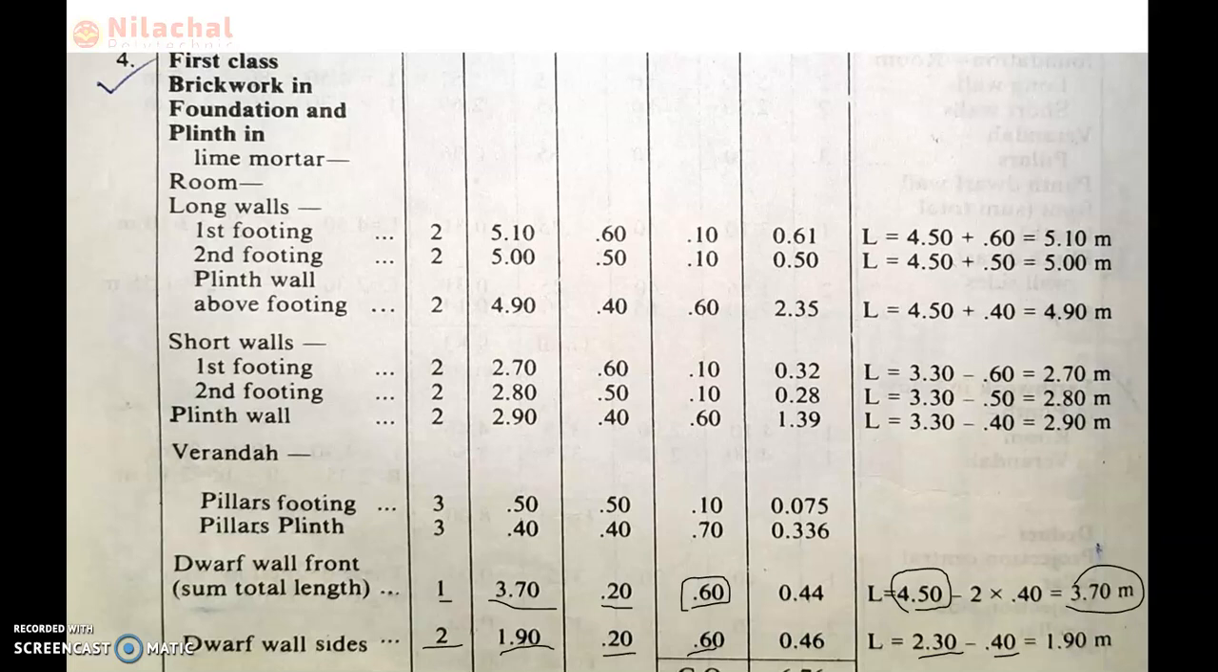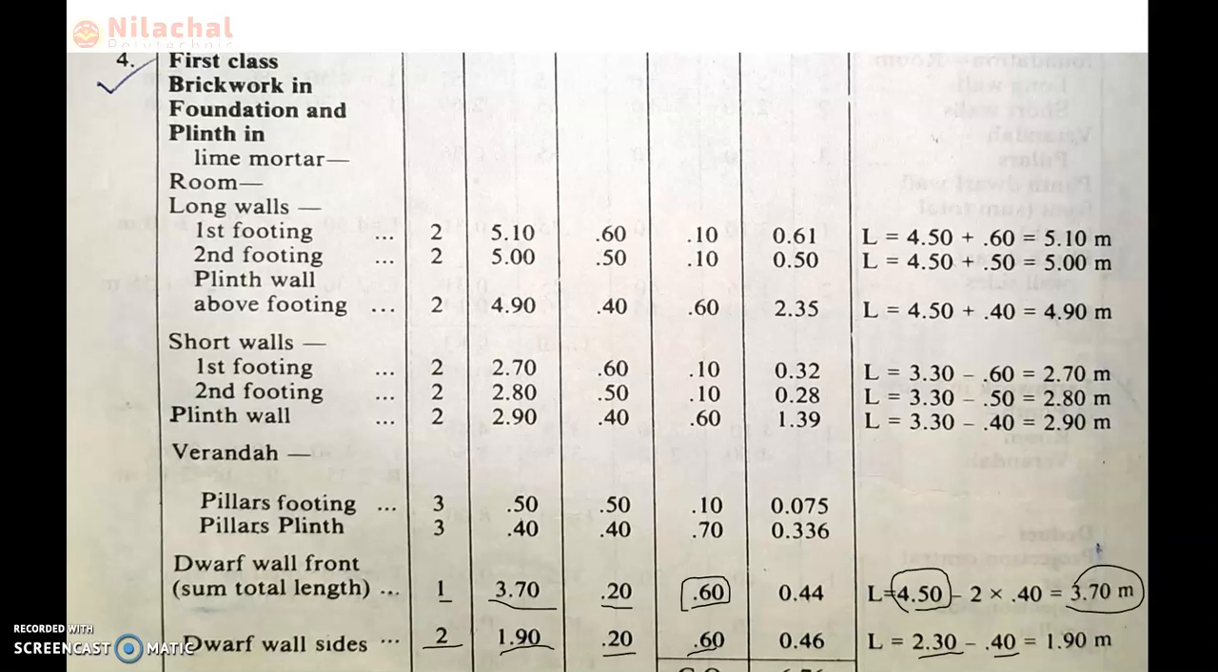Then short wall, same. First footing 2 into 2.70 into 0.60 into 0.10, it is equal to 0.32. Then second footing 2 into 2.80 into 0.50 into 0.10, it is equal to 0.28. Then plinth 2 into 2.90 into 0.40 into 0.60, it is equal to 1.39.